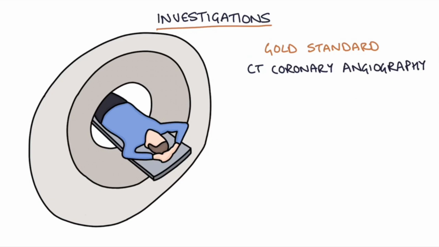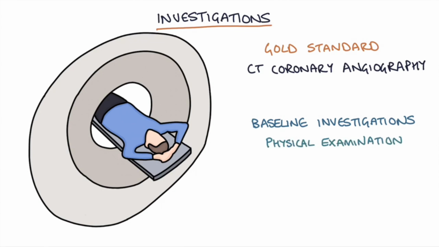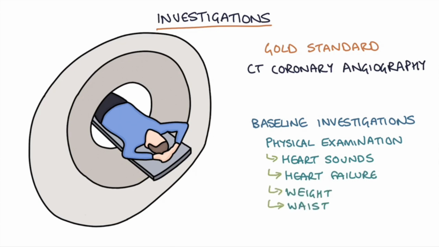Outside of investigating the coronary arteries, there are some baseline investigations it's worth doing on every patient presenting with these symptoms. First of all, you do a physical examination, and it's worth listening to the heart sounds for any possible structural or valvular heart disease, looking for any signs of heart failure such as edema or crackles on the chest, and measuring their weight and their waist circumference to look for risk factors for cardiovascular disease.